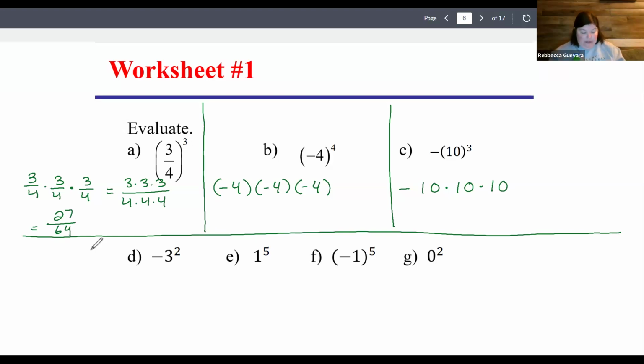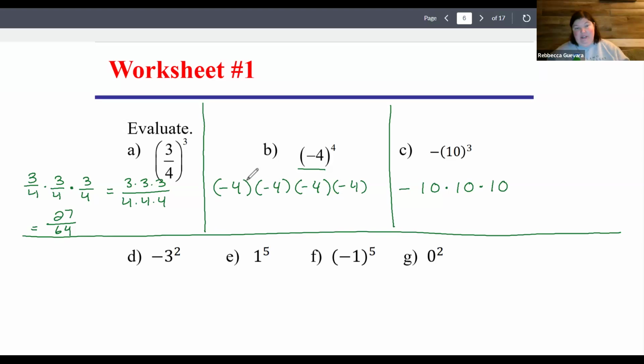Then for the other ones, we have negatives involved. So just to talk about what we do with negatives. Once again, we have those parentheses there. So we have the parentheses and we raise to the power of 4. So we need one more here. So we have negative 4 times negative 4 times negative 4 times negative 4, because that was what's in the parentheses.